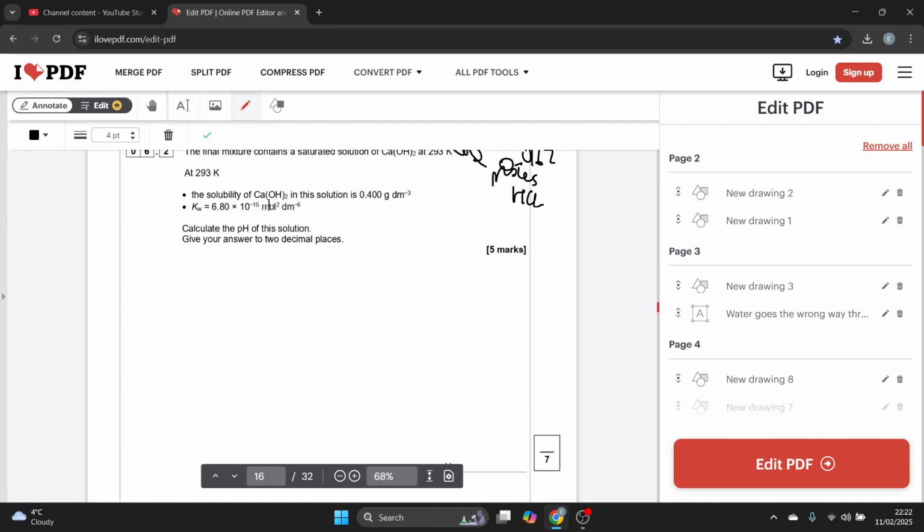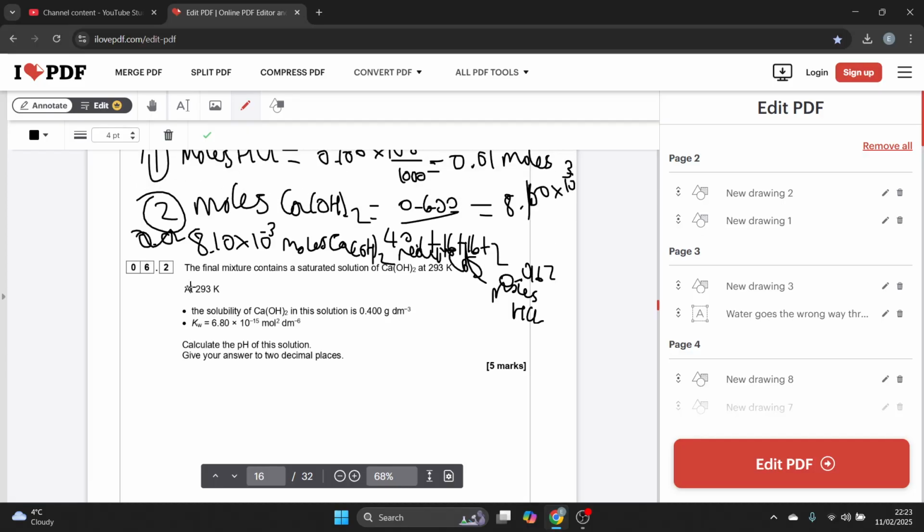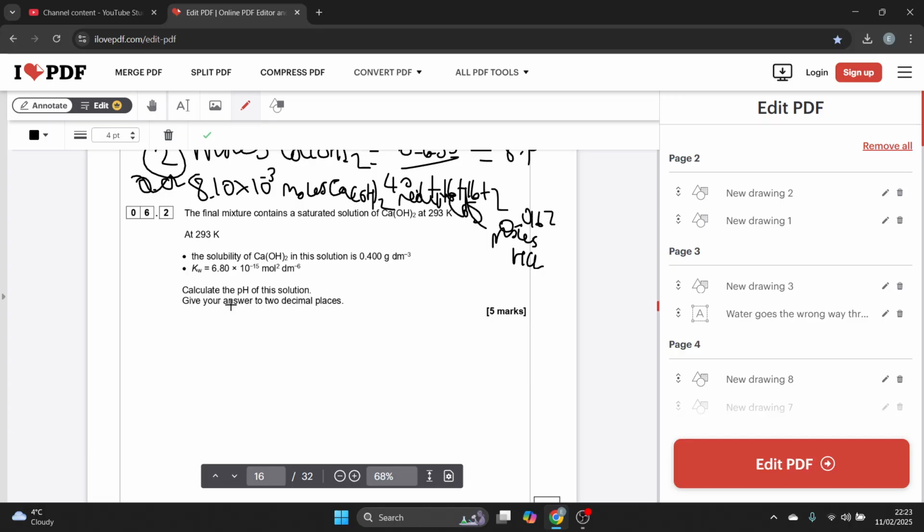And then 6.2 says the final mixture contains a saturated solution of calcium hydroxide at 293 Kelvin. At 293 Kelvin, the solubility is that, Kw is that, calculate the pH. So I'm using Kw. I want to calculate pH. Now obviously it's not going to be as simple as Kw. So let's write down the Kw expression: concentration of H plus times concentration of OH minus.